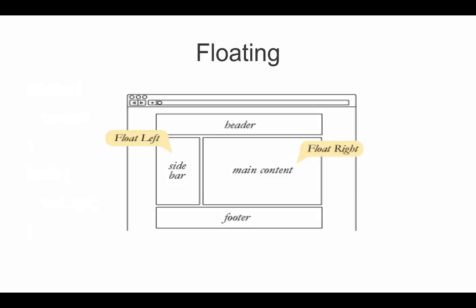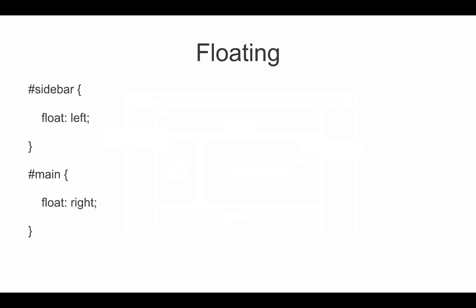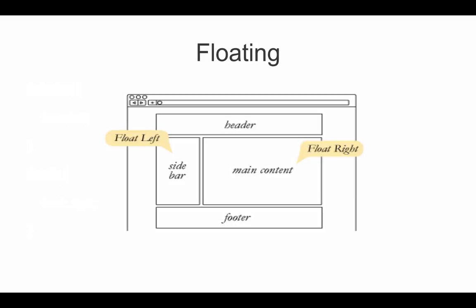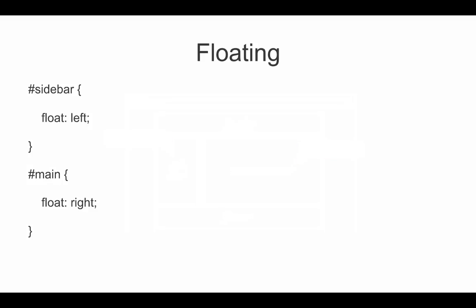So here the sidebar has an ID of sidebar and is set to float left. So here we're using the CSS float property and setting its value to left. And then for the main content section, we've given that an ID of main, and we've set the float property to the value of right.